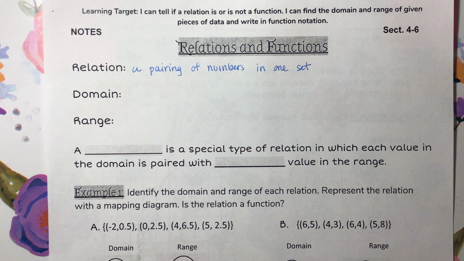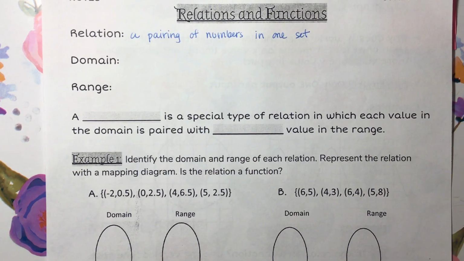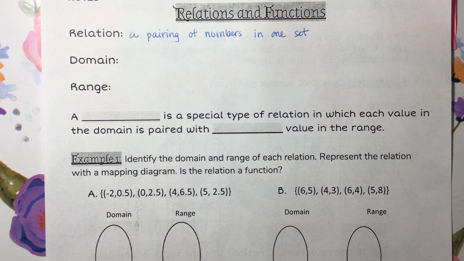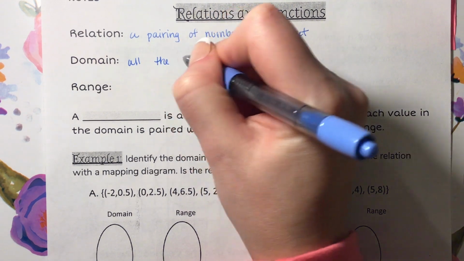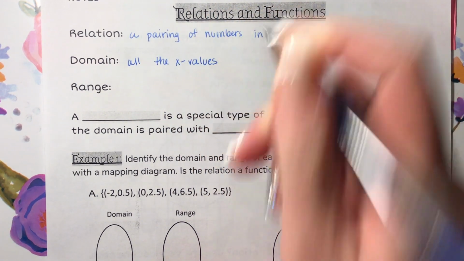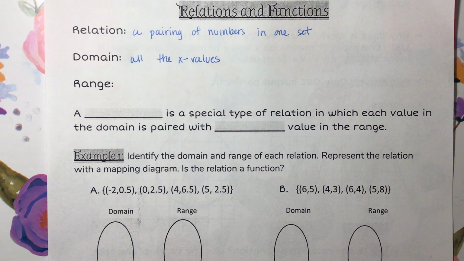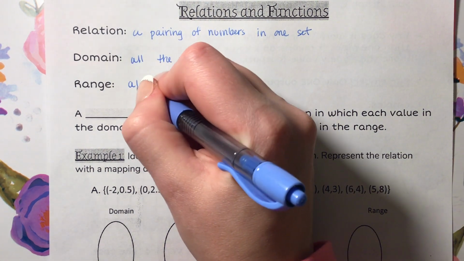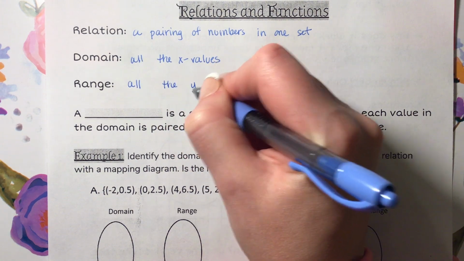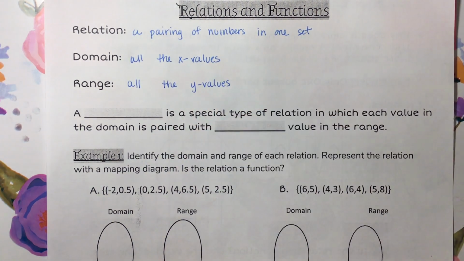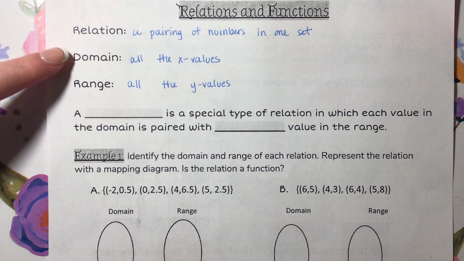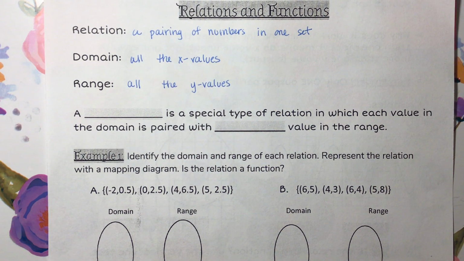Now, a relation has different elements of it. It has something called the domain. The domain is all the x values, while the range is going to be all the y values. An easy way to remember the difference: domain and range are alphabetical, and x and y are also alphabetical. So that could be a way to help you remember which vocab piece is which.